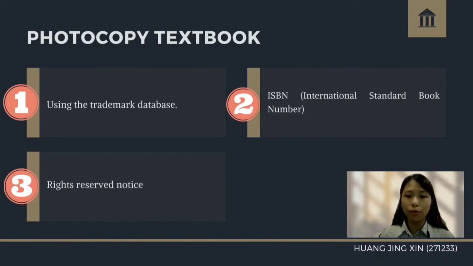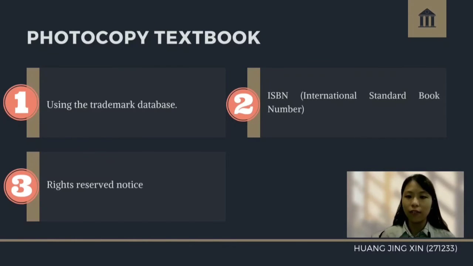The first way to solve the issue is using the trademark database. When screening your book for any trademark breaches, you can use the trademark database. Next, if you wish to sell your book, you need an ISBN, International Standard Book Number. A book's ISBN is a means of identifying the publication. If you intend to sell your book, you will be required to have one by the majority of merchants.